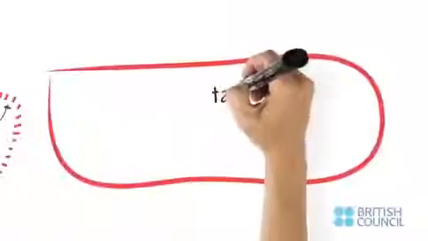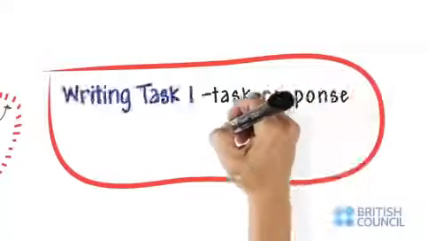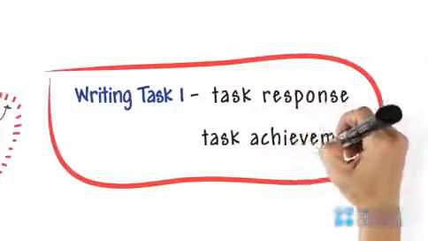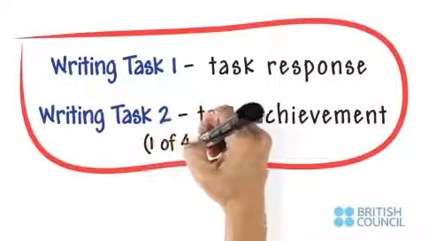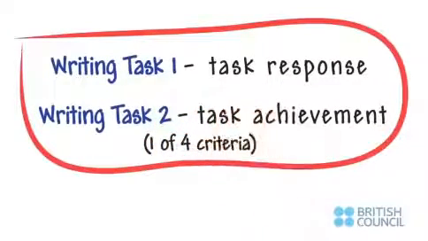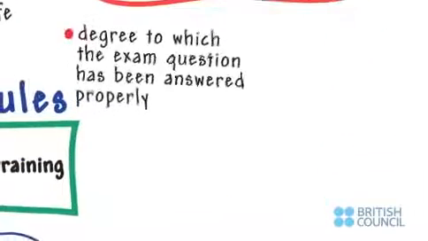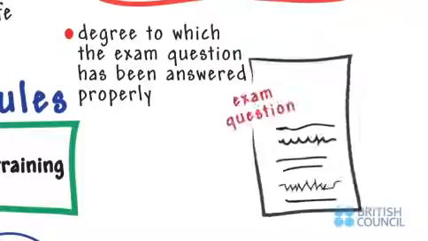Here we look at the criteria of task response for writing task 1 and task achievement for writing task 2. These represent one of 4 criteria on which you will be tested. Look for the other 3 criteria in other videos. These criteria focus on the degree to which the exam question has been answered properly.